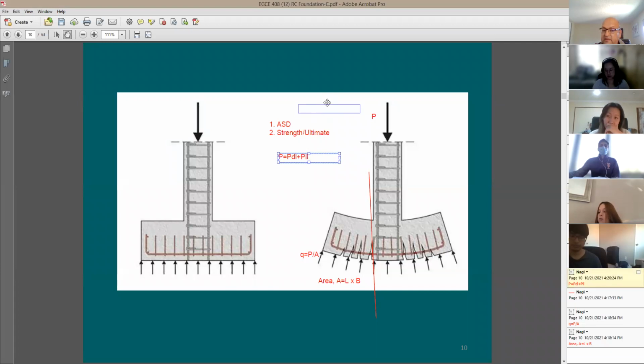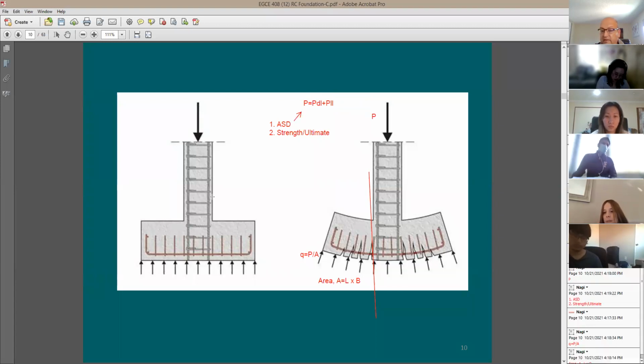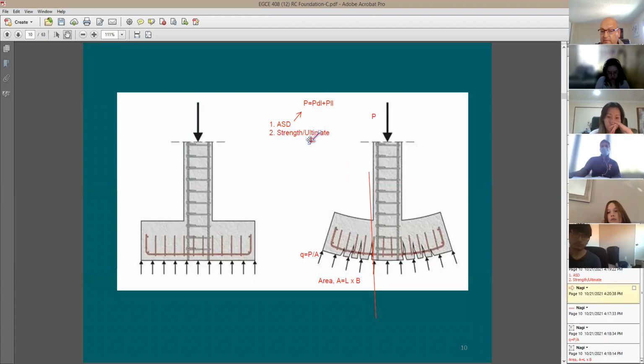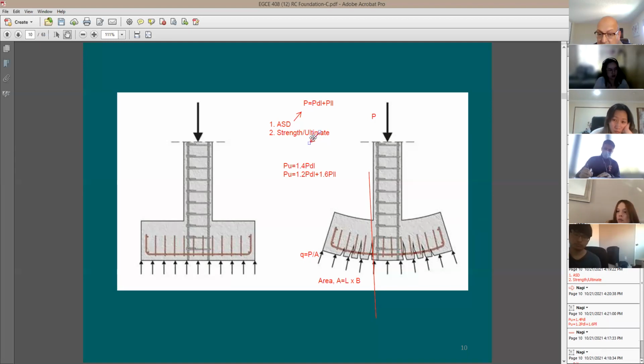So in this case, here's the strength design, right? And here's the ASD. And for the strength design, what do we do? We do the common combinations. If you guys remember the common combinations, I can type in here. You can say P ultimate equals 1.4 P dead load, or P ultimate equals 1.2 P dead load plus 1.6 P live load. This is what we do when we do strength design.